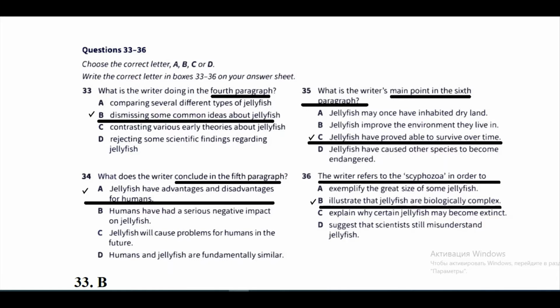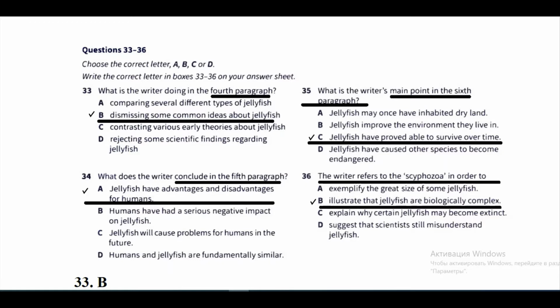So, first statement with the first question. What is the writer doing in the first paragraph? Doing. Here it is, the hinted word. A, comparing several different types of jellyfish. I'm going to read all 4 options because I'm going to give you information about all of them. Then after that, I will give you the final one, which is the correct option. And I'm going to explain and clarify the distractions as well.